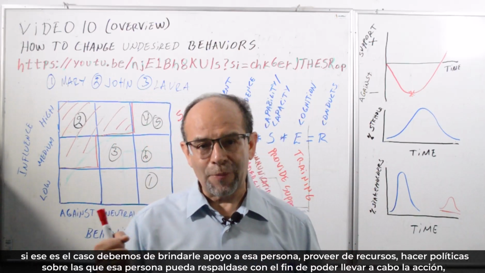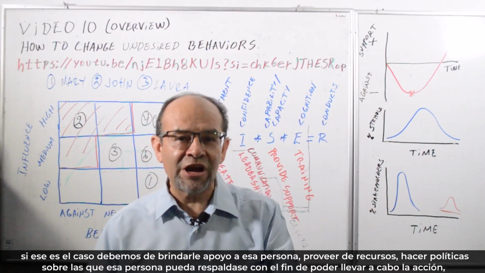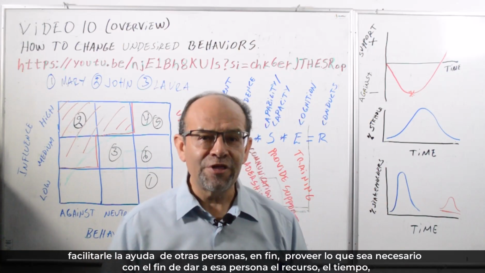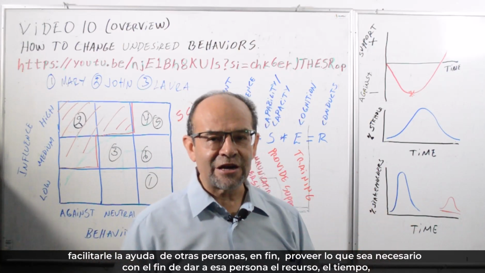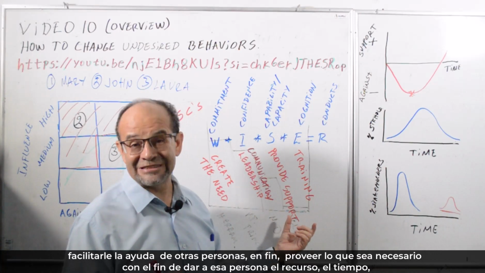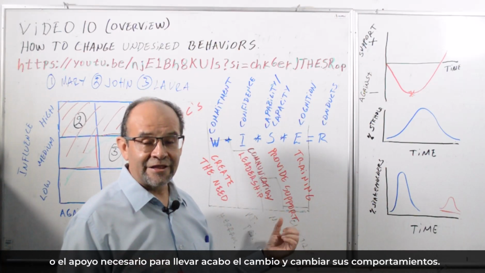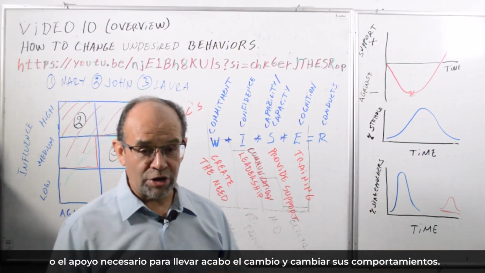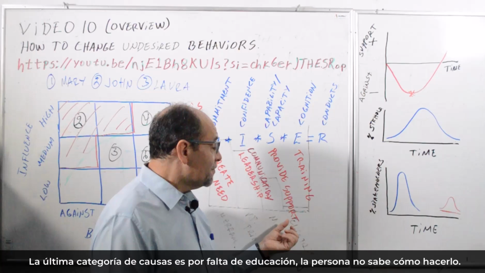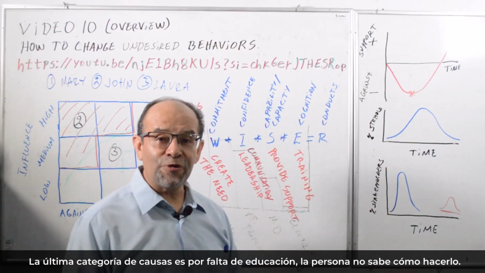Provide the resources, provide a policy that that person can rely on in order to be able to do it, provide help from other people, whatever is necessary in order to give the person the resources, the time, the support that person needs in order to do the change, in order to change her behaviors. Finally, it can be because of lack of education.